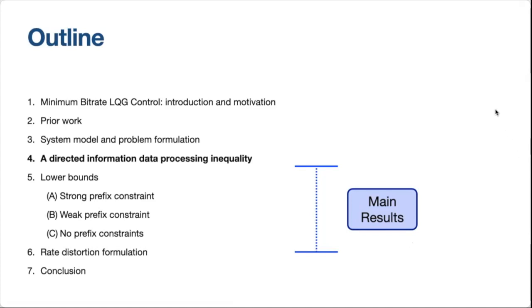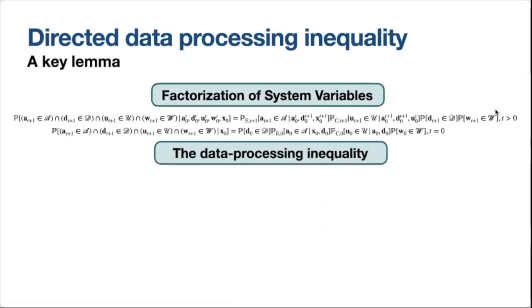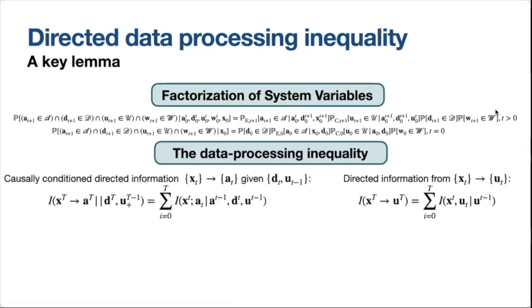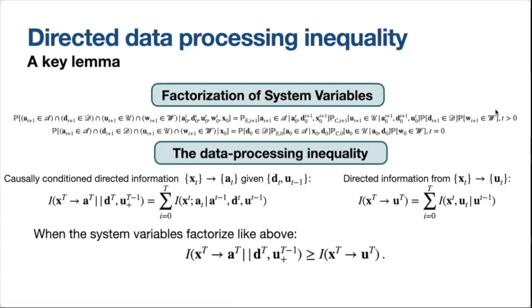The next thing we're going to do is state a lemma, namely a data processing inequality that's going to follow irrespective of which prefix conditions are imposed. The key lemma that we have is a so-called directed data processing inequality. The inequality is going to follow from this factorization of system variables, as well as the plant model. On the left side of the screen, I have what's called the causally conditioned directed information from the state vector x to the code word a, given the dither and a one-step delayed version of the control input. On the right, I have the directed information from the state vector to the control input. It turns out that under our system model, this inequality holds.